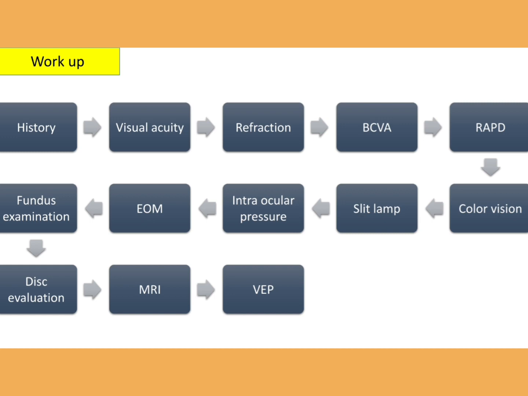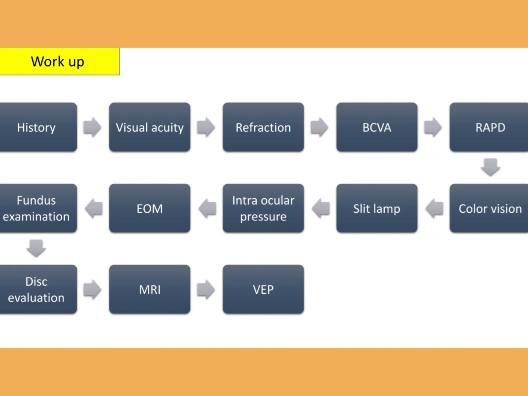Then go for color vision, because optic neuritis leads to color deficiency. So that's why checking of color vision is very mandatory. I even prefer to check color vision in every fresh patient, whether he is color blind or not. How will you understand? By doing color vision. So you need to measure the color vision by using Ishihara plates, right?